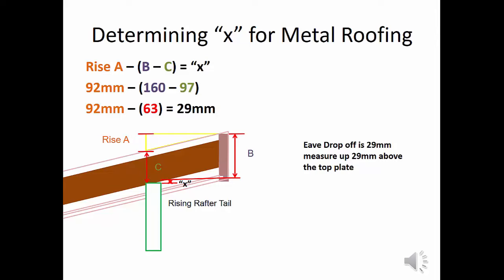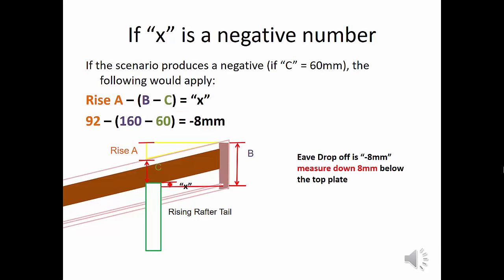And again, for a metal roof, for a rafter tail that rises away from the frame, rise A again being 92, B 160, and C 97. Calculating the brackets first, 160 minus 97 leaves 63. 92 minus 63 is 29. So again, being a positive number, you would measure up from the top plate and level across to establish the position of your fascia.